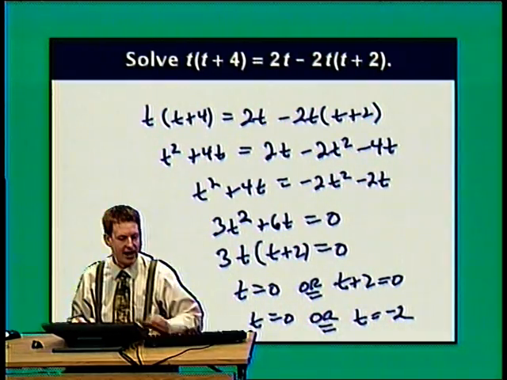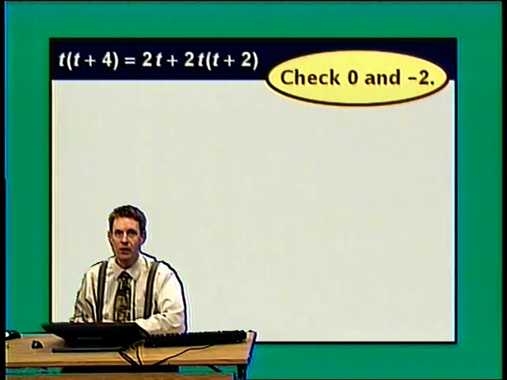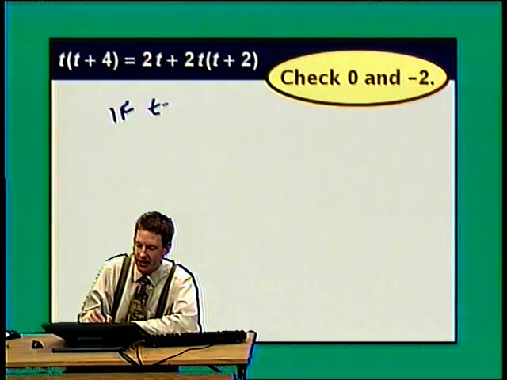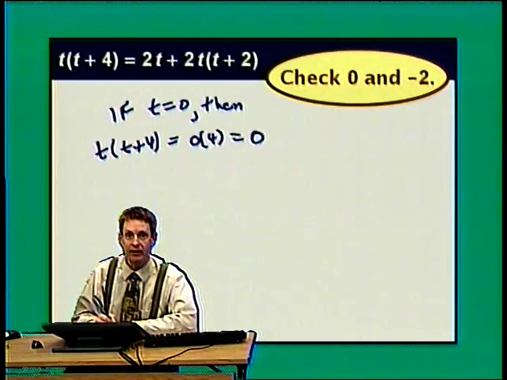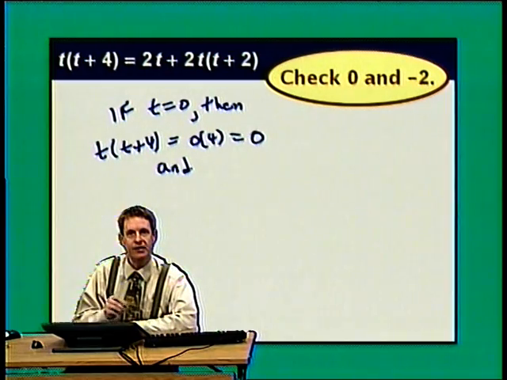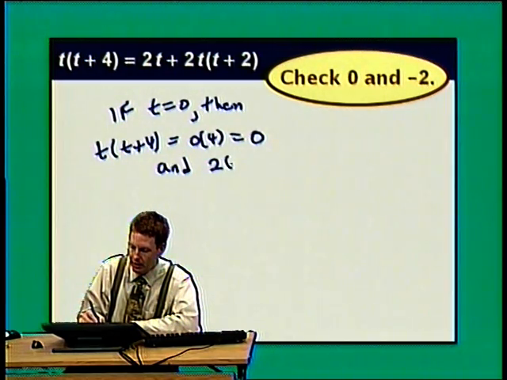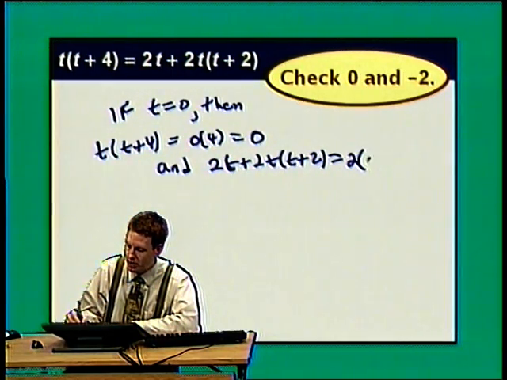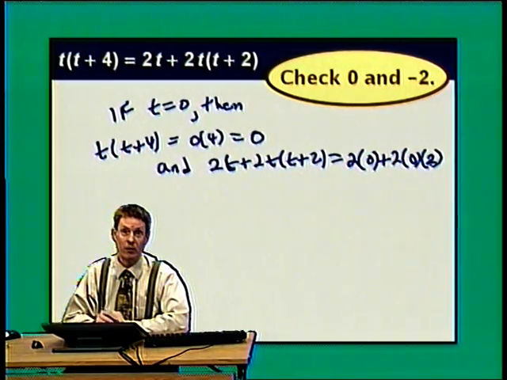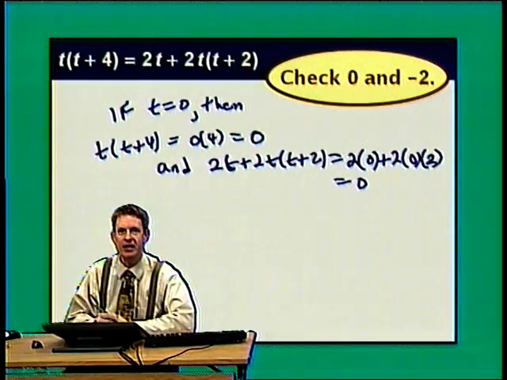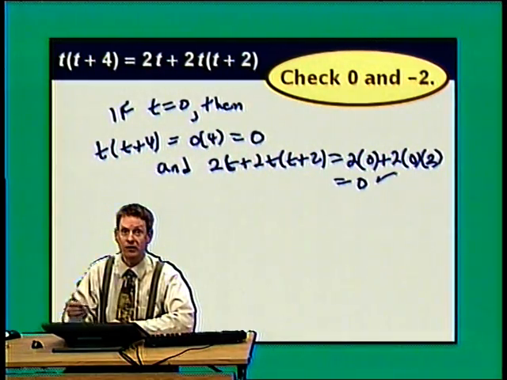But I bet you know what's coming next. We need to check 0 and negative 2 in our original equation. If t is 0, then t times t plus 4 is 0 times 4, which is 0. Let's see what we get on the right side of the equation when t is 0. When t is 0, the right side of the equation is 2t plus 2t times t plus 2. So that's going to be 2 times 0 plus 2 times 0 times 2. I'm seeing a whole lot of times 0 in there. Anytime I got times 0, it's 0. So we've got 0 plus 0, which is 0. Both sides of the equation are 0 when t is 0, so 0 is a solution to the equation.